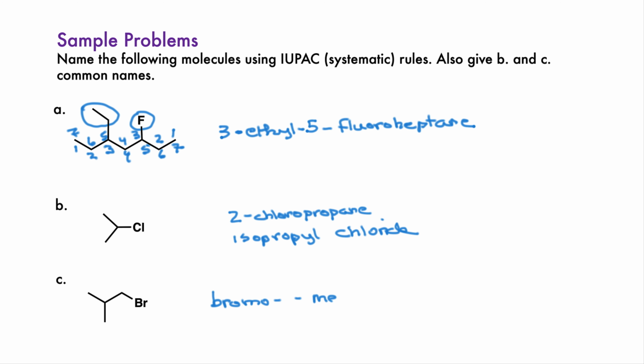Bromo comes first because of alphabetical priority. The two numbering schemes are 1, 2 versus 2, 3. 1 beats 2 at the first number, so this is 1-bromo-2-methylpropane. This molecule is usually called by its common name, isobutyl bromide.